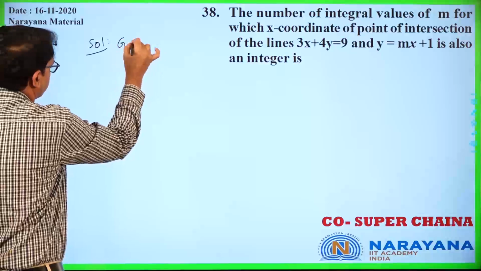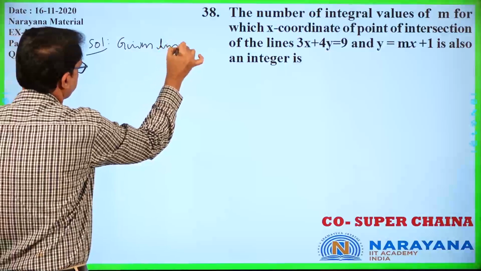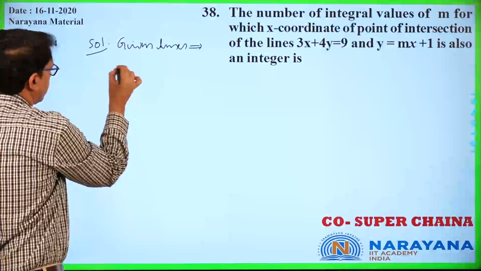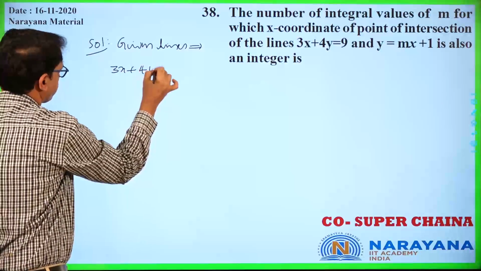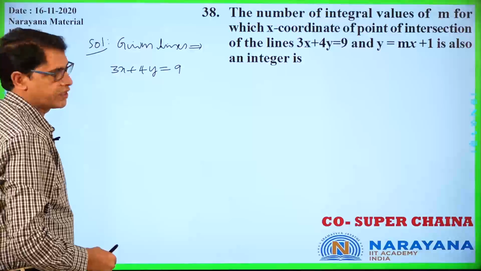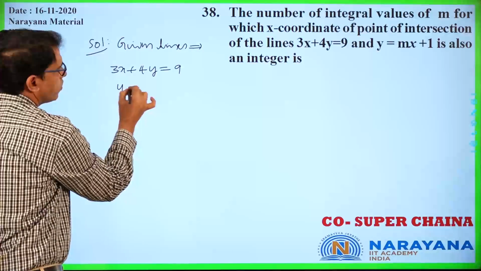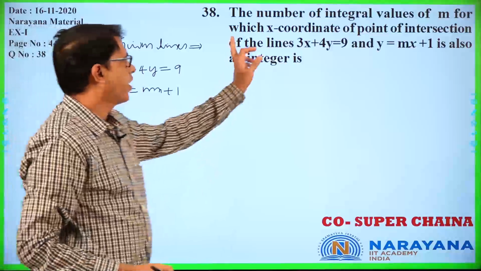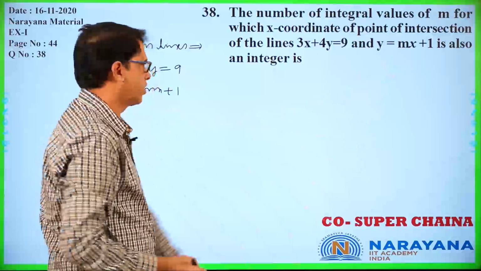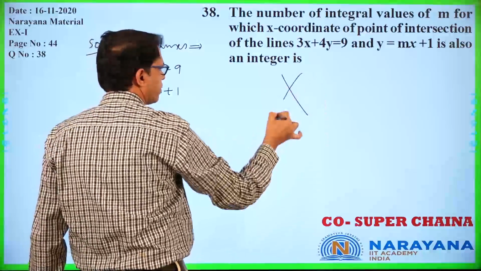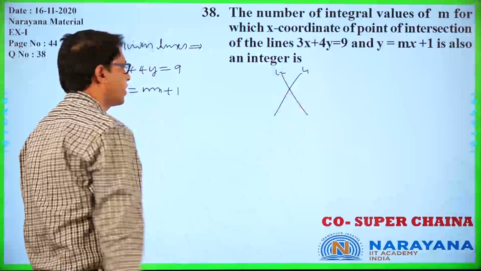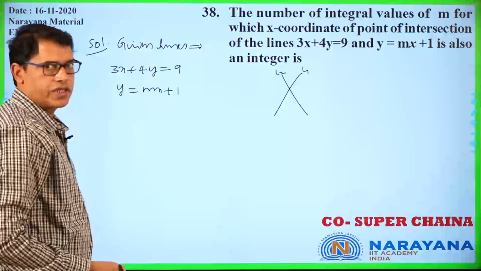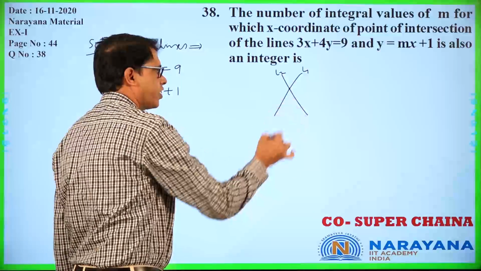So given lines: the first one is 3x + 4y = 9, and the second one is y = mx + 1. What is given? The x coordinate of the point of intersection, meaning they are intersecting with each other. First one L1, second one L2. So here let us find the x coordinate because we require the x coordinate.